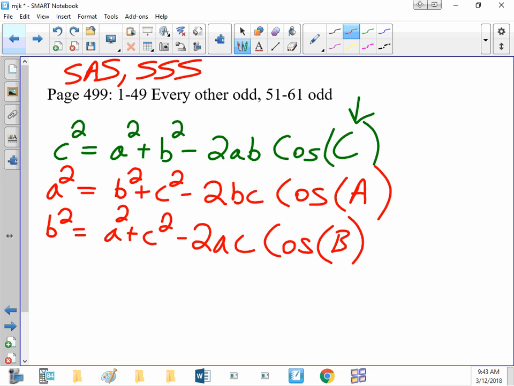And in the book, A is opposite alpha, right? B is opposite beta. And C is opposite, I think that's gamma. Alpha, beta, gamma. That makes sense. Okay. Now, in the book, that's how they're going to do that.